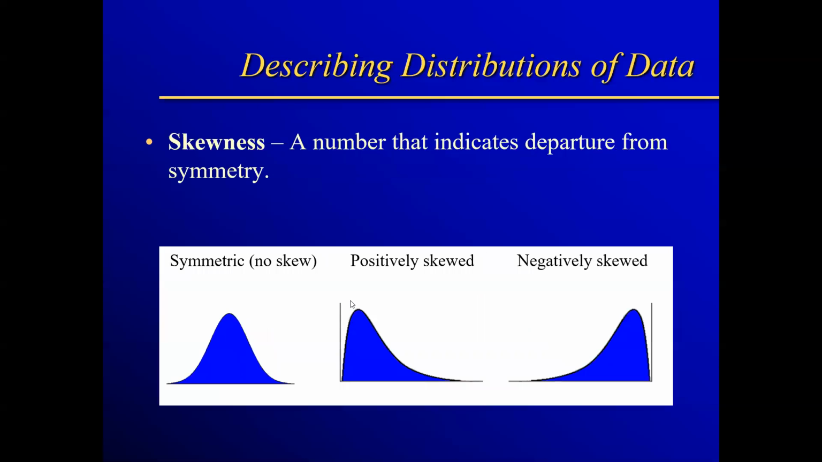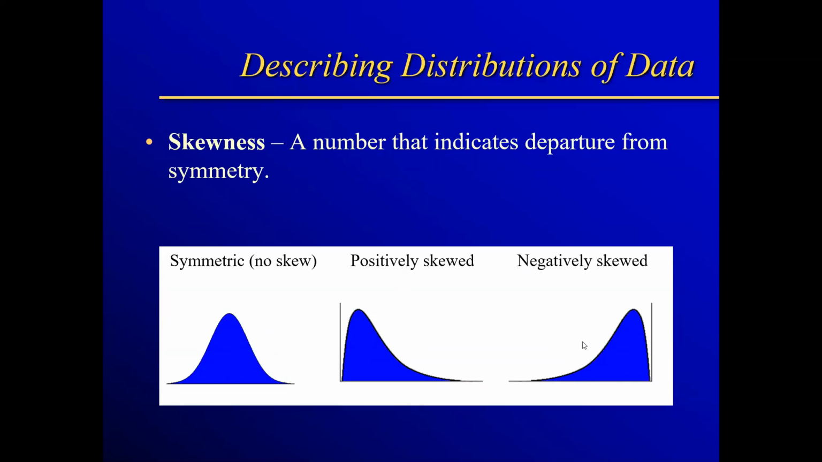Then we can also have skewness. We talked about skew before very briefly. If it's not skewed, we have a symmetrical distribution. If I put a line right down the middle where the mean, median, and mode would be, we can see that it's equal on each side. But we could also have positively skewed and negatively skewed.